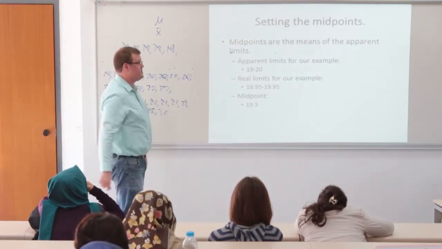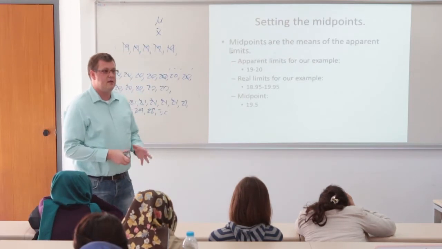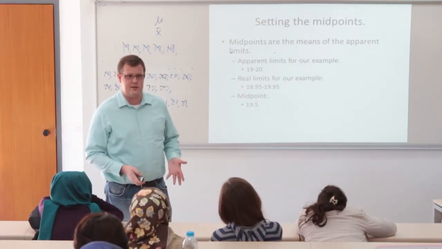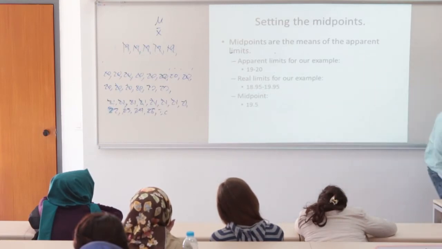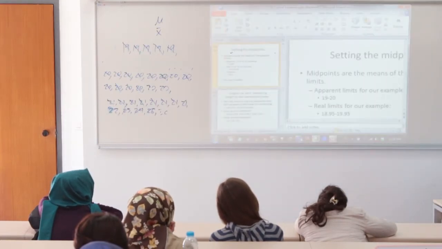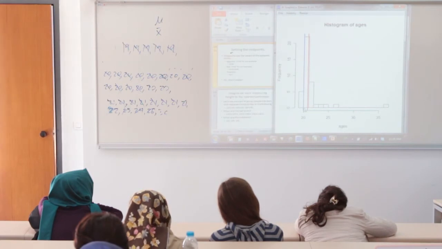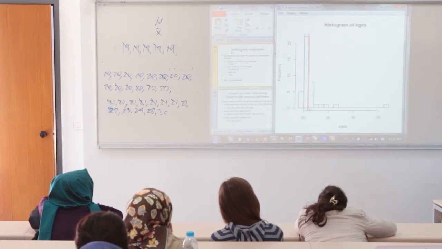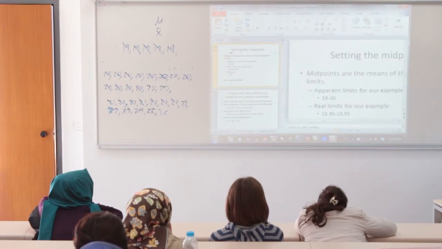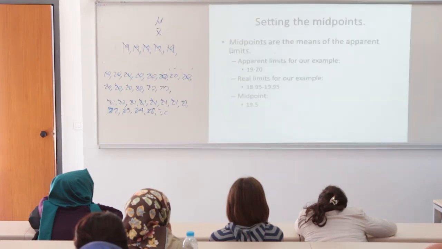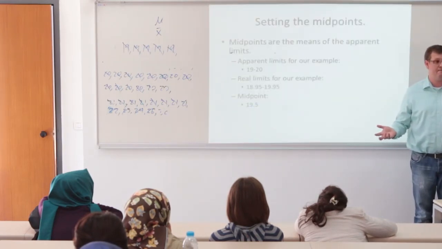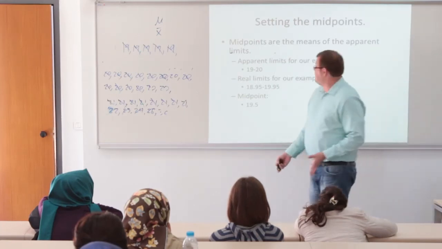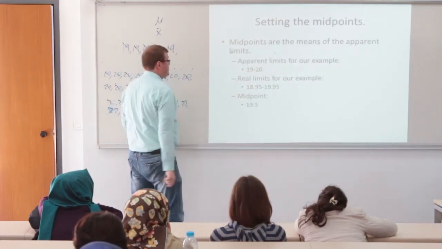Well, we can set the midpoints. The midpoints are going to be the mean of the apparent limits. So what are apparent limits? Well, the apparent limits are the edges of the lines, right? It looks like it's at 20 to 21. Those are our apparent limits, okay? So we have apparent limits of 20 to 21, or for our first data point, we have apparent limits of 19 to 20, right? So the real limits for our example are not these.